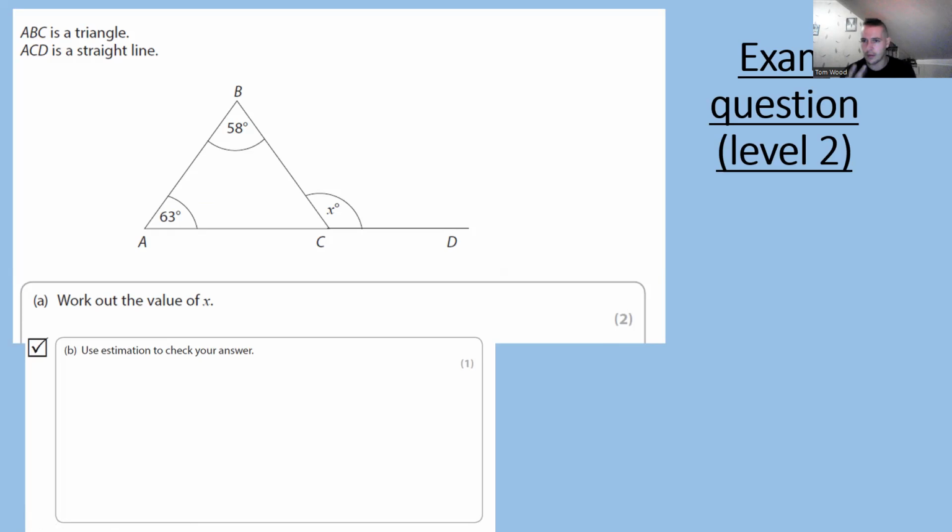So just remember those key facts that we have. Straight lines add up to 180 degrees. All the angles in a triangle will be 180 degrees. So using that, we should be able to work out what angle X there is. I'll just give you guys a minute for that.